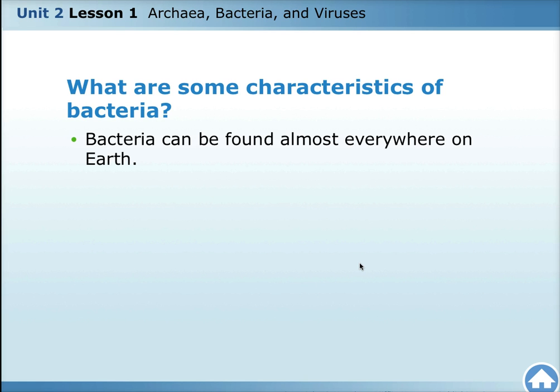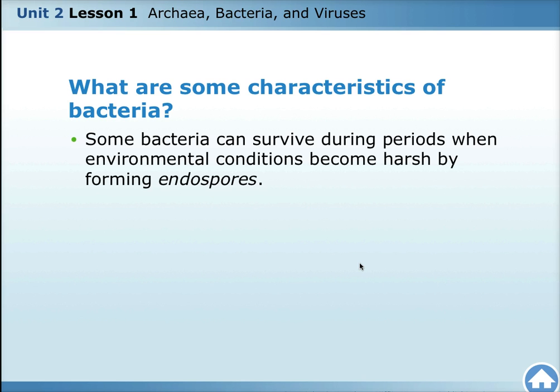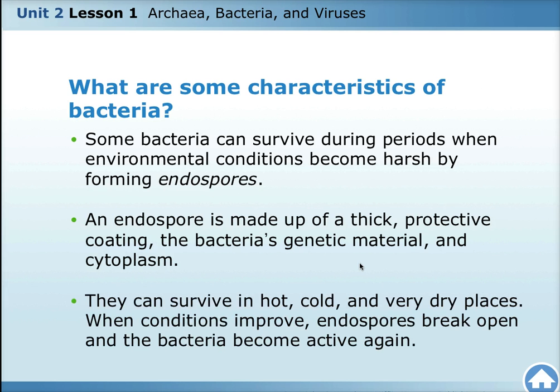Bacteria can be found almost anywhere on Earth. They can be found breaking down dead material in soil, making nitrogen available inside plant roots, and breaking down nutrients in animal intestines. Some bacteria can survive during periods when the environmental conditions become harsh by forming endospores. An endospore is made up of a thick protective coating, the bacteria's genetic material, and cytoplasm. They can survive in hot, cold, and very dry places, and when conditions improve, the endospores break open and the bacteria become active again.